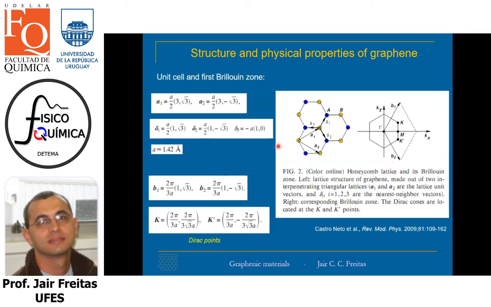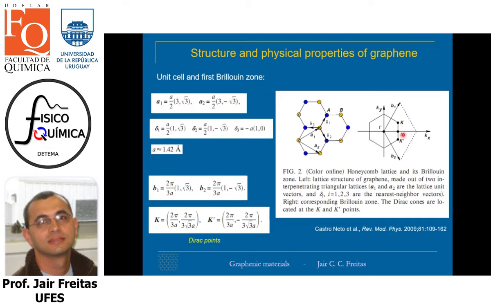From the crystallographic point of view, the graphene lattice can be described using this combination of 2 Bravais lattices. These are 2 interpenetrated triangular lattices generating a honeycomb structure, which is the name of this type of arrangement. So we have 2 points per unit cell.